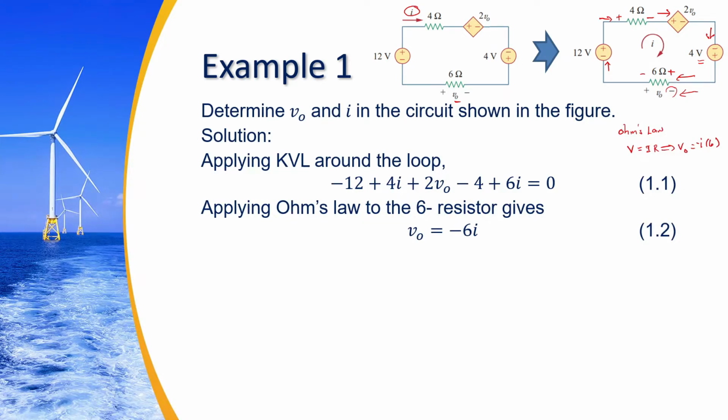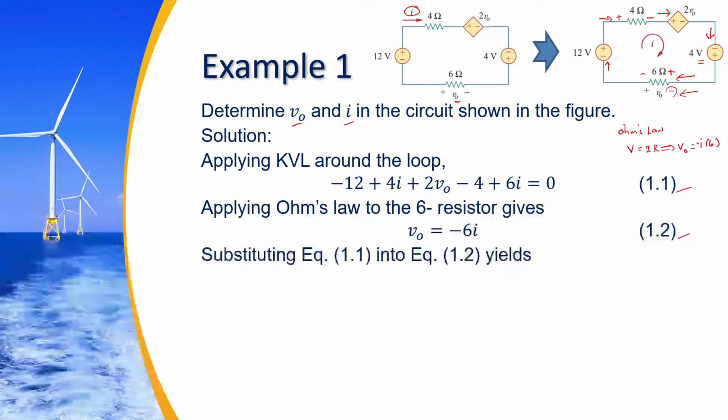Since we have 2 unknowns, we need 2 equations, which are the ones we obtained, equation 1 and equation 2. So let's substitute equation 1.1 into equation 1.2. It yields negative 16 plus 10i minus 12i is equal to 0.